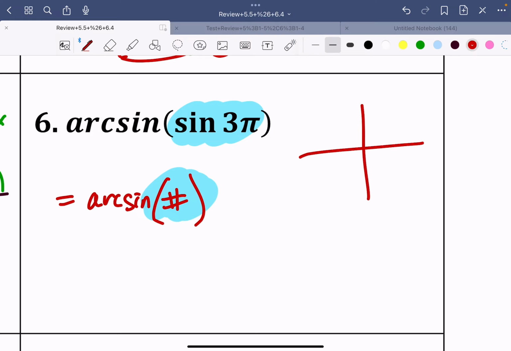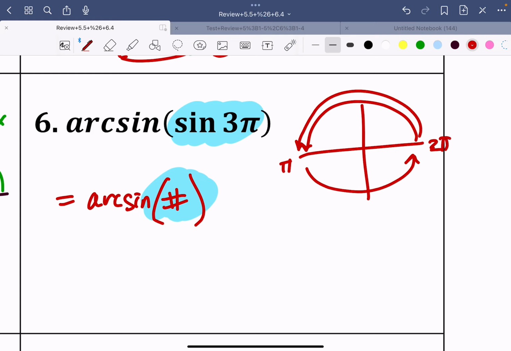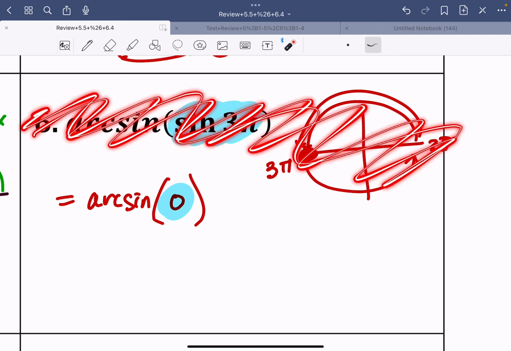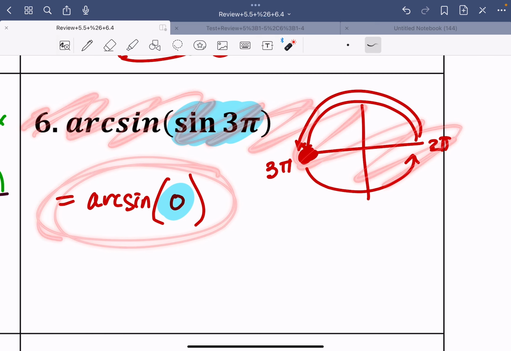So first, if I go around this far, that's pi. This is going to be 2 pi. And if I go around again, I'm going to be at 3 pi. So 3 pi is right here, right? So the sine, the y-coordinate right there, is 0. So really, I'm trying to find the arc sine of 0. So now, forget about this, and now we're doing a new problem, the arc sine of 0.